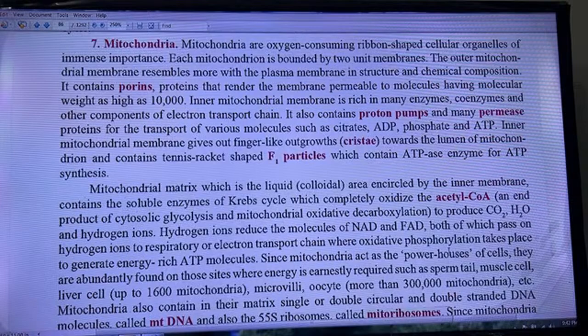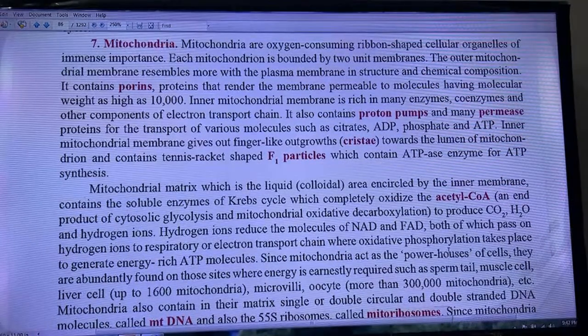It also contains proton pumps and many permease proteins for the transport of various molecules such as citrate, ADP, phosphate, and ATP. The inner mitochondrial membrane gives out finger-like outgrowths, cristae or cisternae, toward the lumen of the mitochondria, and they contain tennis-racket-shaped F particles which contain ATPase enzymes for ATP synthesis.